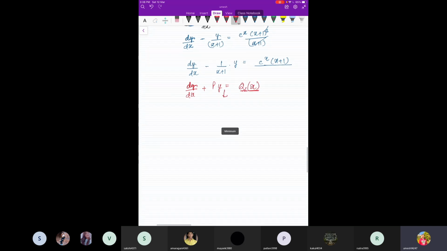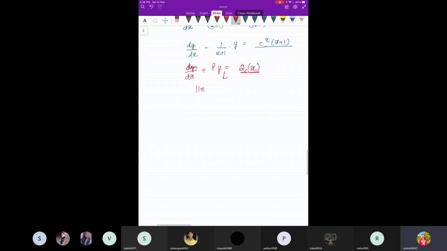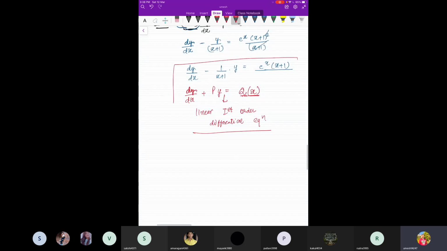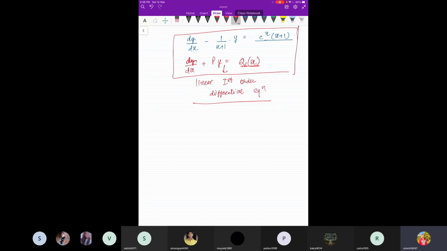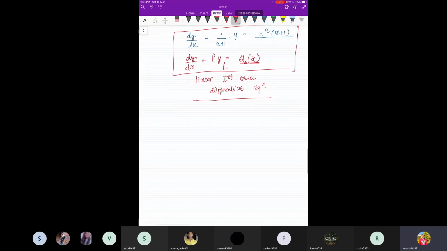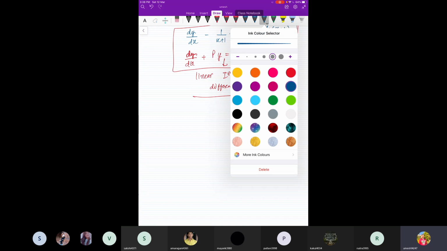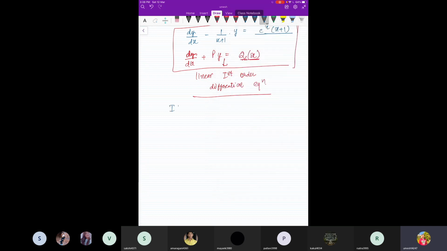This is the form of a linear first order differential equation. Okay, so I hope it's clear that our equation has come into this form. Now we will be finding the integrating factor as I told you. The integrating factor is calculated as e to the power integration of p dx.